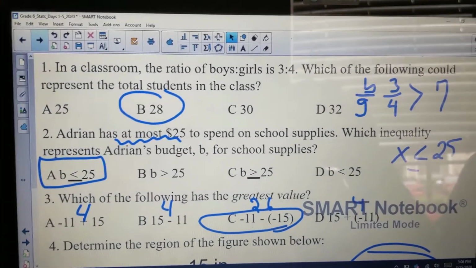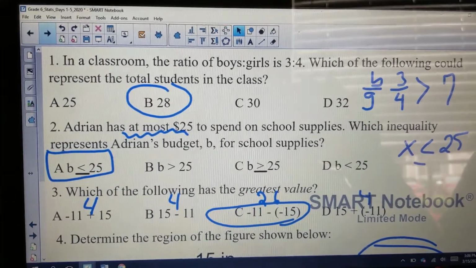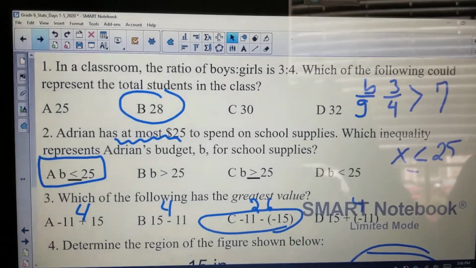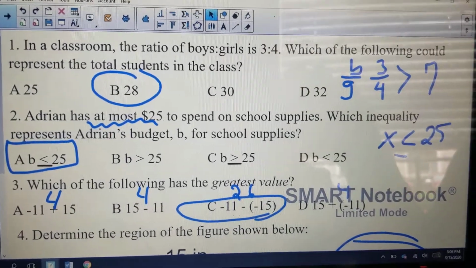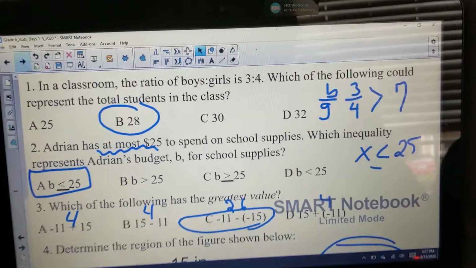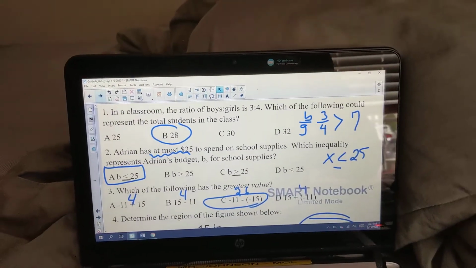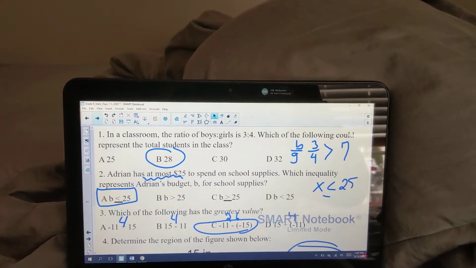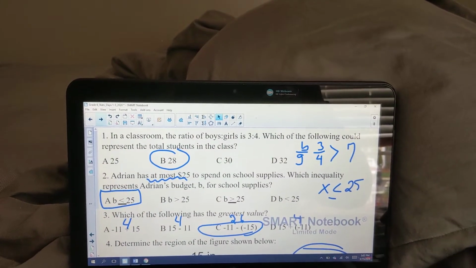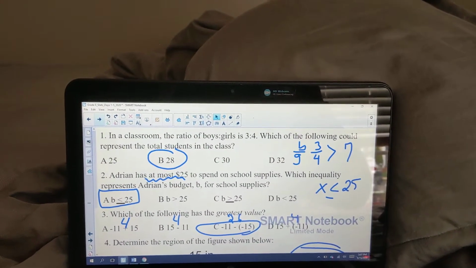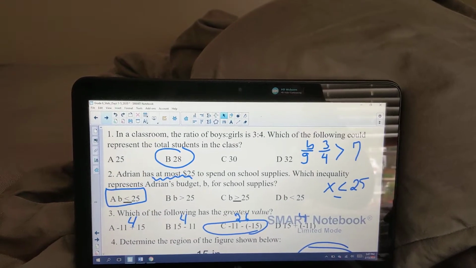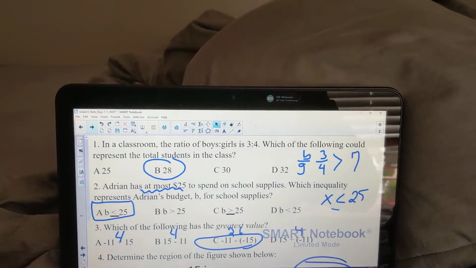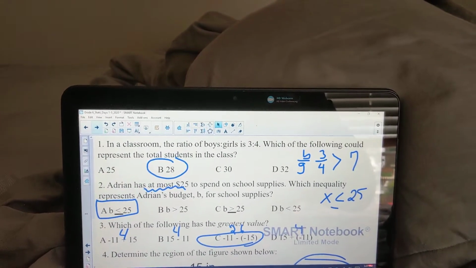Number 1, in the classroom, the ratio of boys to girls is 3 to 4, so I made my ticket. 3 boys, 4 girls. Which of the following could represent the total number of students in the class? Well, this problem is slightly different than the earlier ones from this week, because if we had 3 boys and 4 girls, that's a total of 7 students. So that means the students in the class must be a multiple of 7. It could be 7, 14, 21, 28, 35. We are talking about multiples of 7.